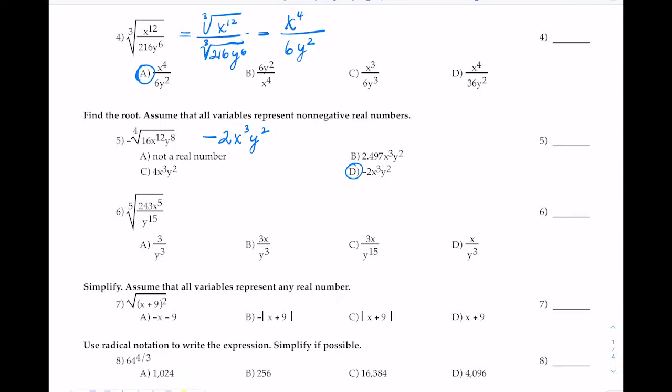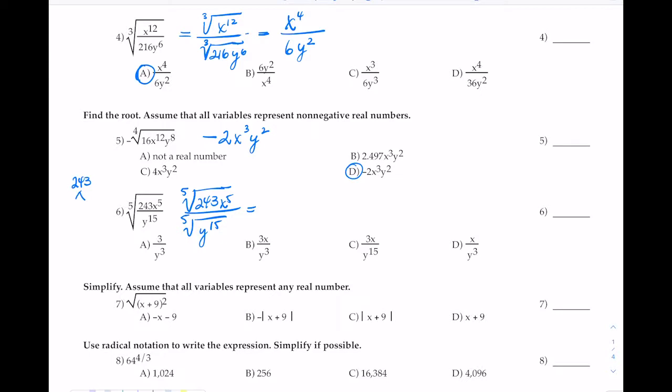In the next problem, we're taking the 5th root, and we're going to do the same thing we did in number 4, where we can split this into the 5th root of 243x to the 5th over the 5th root of y to the 15th. So I'm using the quotient rule for radicals. And now I want to find the 5th root of 243. So one of the things you can do is make a factor tree and pick any two numbers that multiply to give you 243.